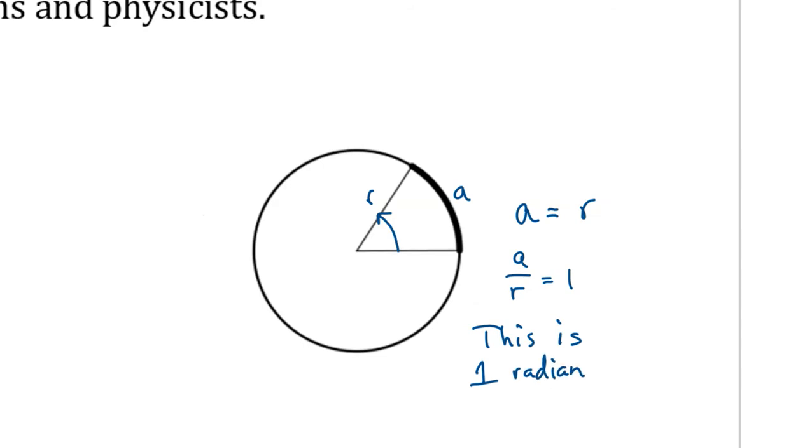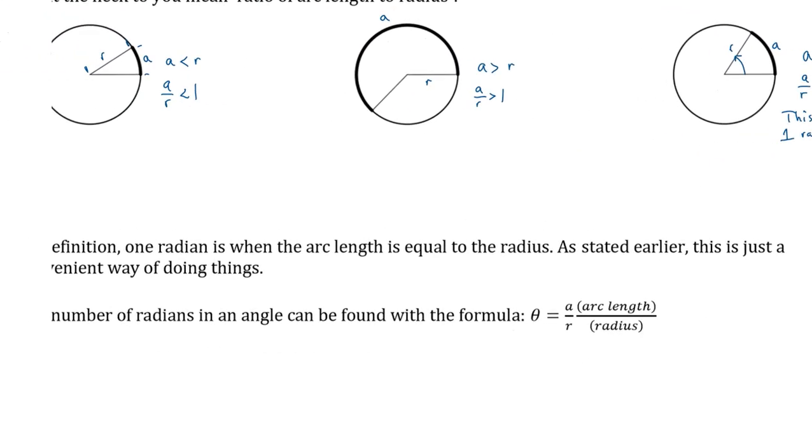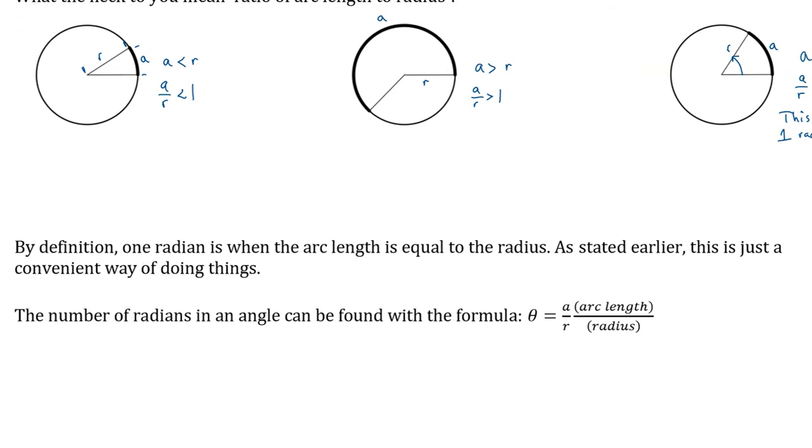So again, comparing it to degrees, where they just picked a number and said, hey, let's just go with 360. And then they evenly split the circle up into 360 parts. But it's kind of random because they could have picked any number. This actually has a meaningful definition. So as it says here, by definition, 1 radian is when the arc length is equal to the radius. And as I said earlier, this turns out to just be a convenient way of doing things. It just makes math work out nicely.